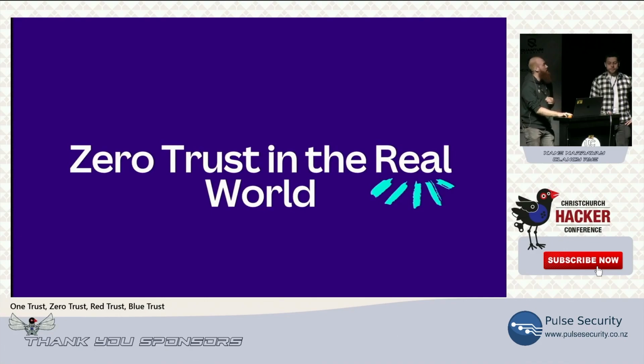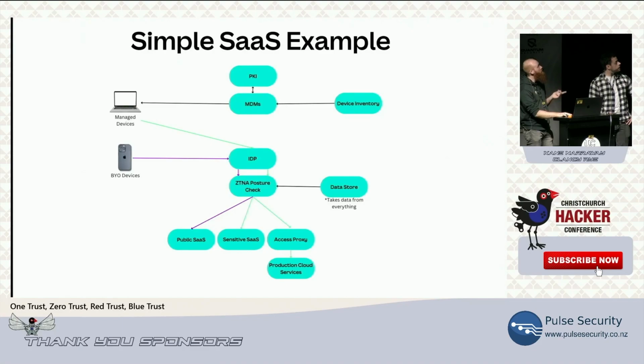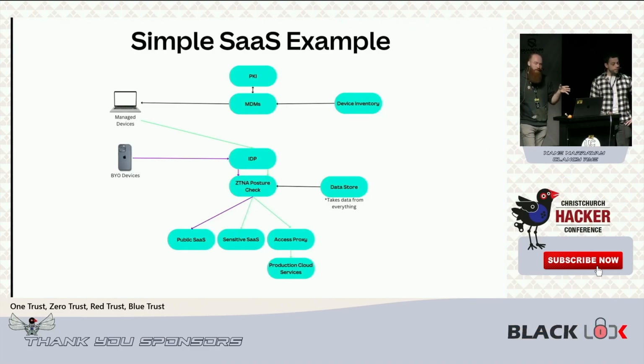And so I'll show you Zero Trust in the real world, which is a couple of examples that I've got here. Now, the first is a very simple SaaS example. This is what I call a two-tier model.